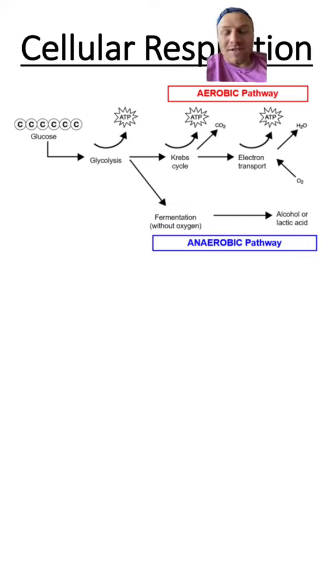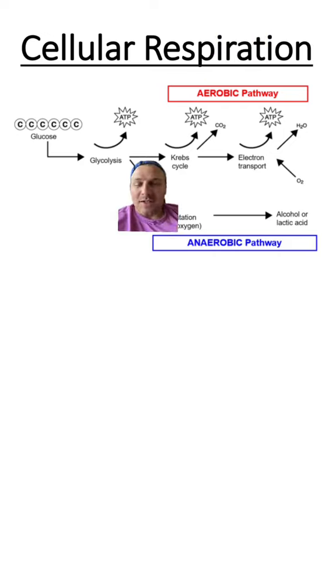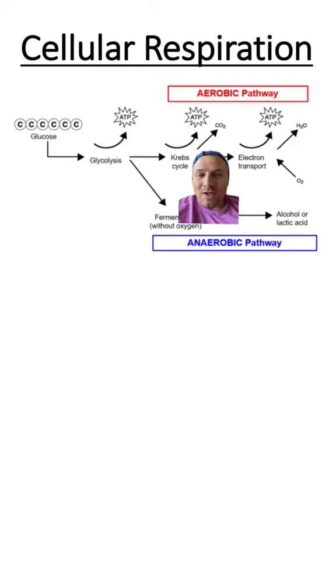After glycolysis, if there is enough oxygen, the process will go into aerobic respiration. After glycolysis breaks down glucose into 2 pyruvate molecules, they're going to enter the Krebs cycle and be changed into something called acetyl-CoA. These acetyl-CoA molecules will go through the Krebs cycle to produce ATP and carbon dioxide. This carbon dioxide is the CO2 that we breathe out.